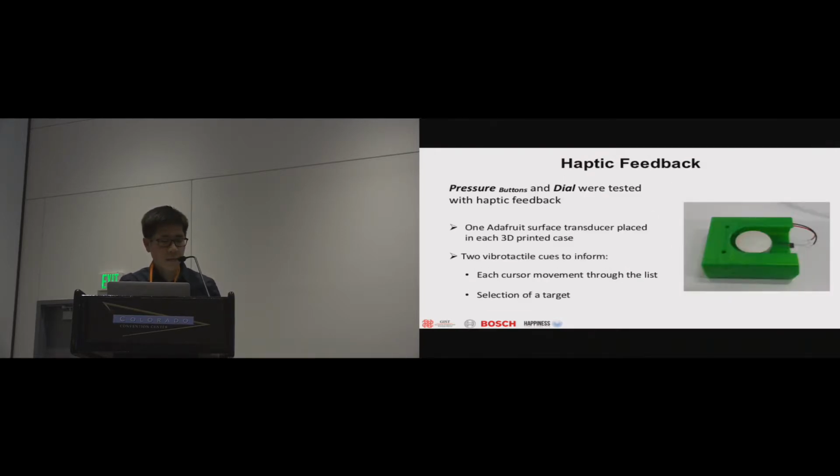We placed the dial and the 4 sensors on the 3D printed cases so that we can test haptic feedback with those conditions. For that, we placed 1 surface transducer in each case. One thing I would say is that the dial doesn't have any mechanical clicking, so it allowed us to design our own haptic feedback. We designed 2 tactile cues: a short vibration to inform the user of each cursor movement, and a longer vibration to inform the selection of a target.